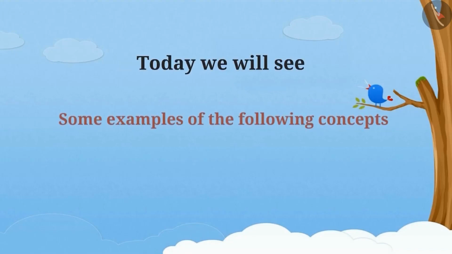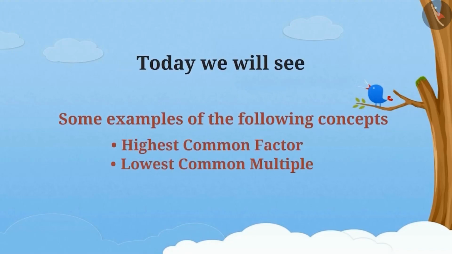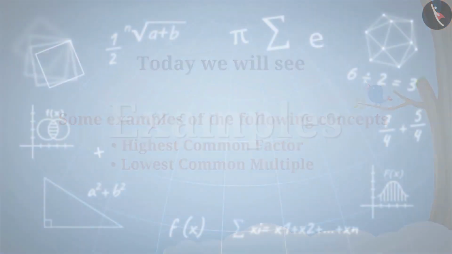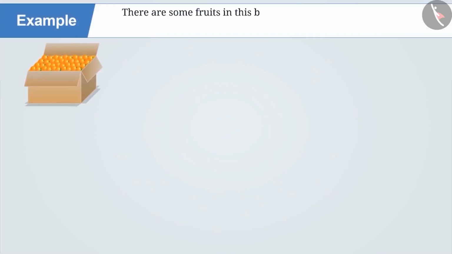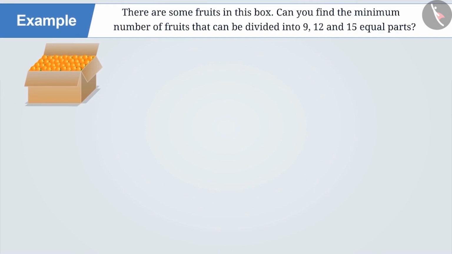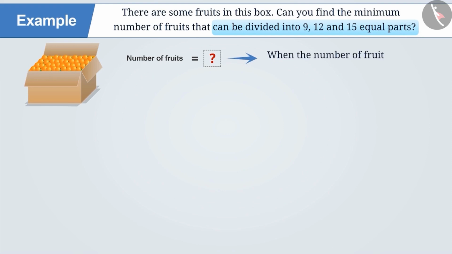Today, we will look at some examples of HCF and LCM. There are some fruits in this box. Can you find the minimum number of fruits that can be divided into 9, 12, and 15 equal parts? In the given example, we have to find the minimum number of fruits that can be divided into 9, 12, and 15 equal parts. This is possible only when the number of fruits is divisible by 9, 12, or 15.